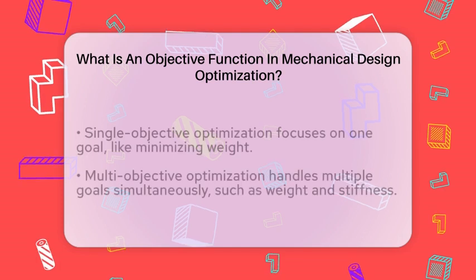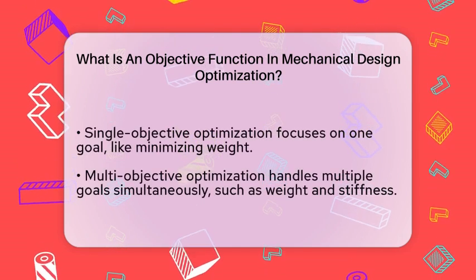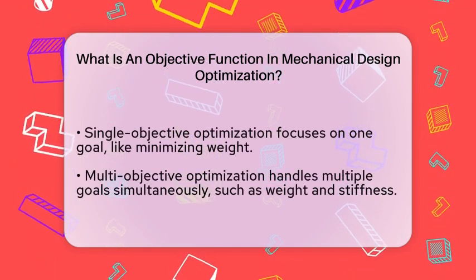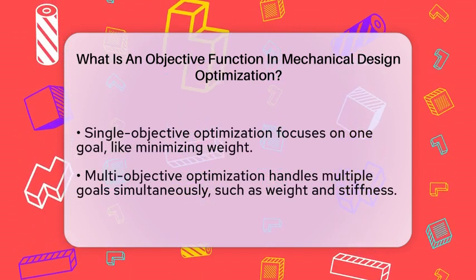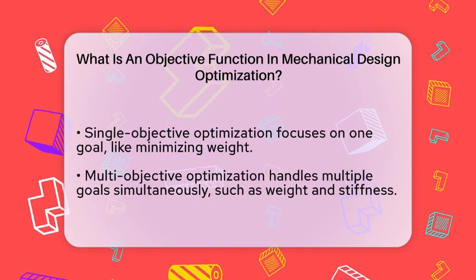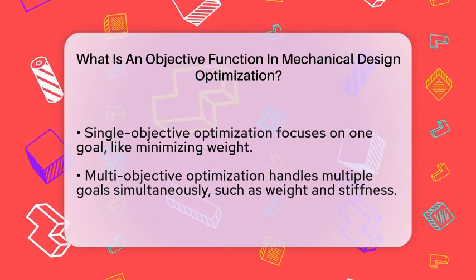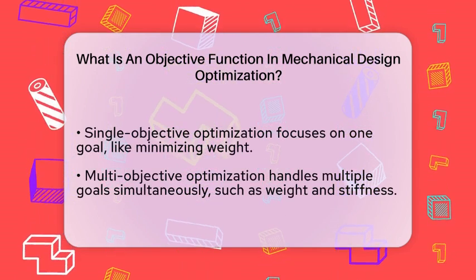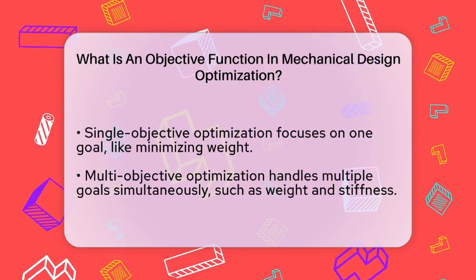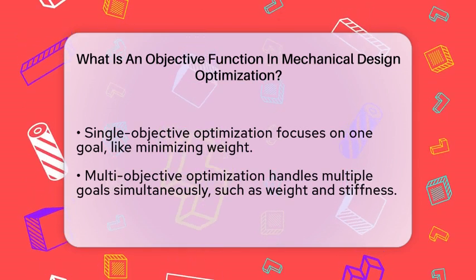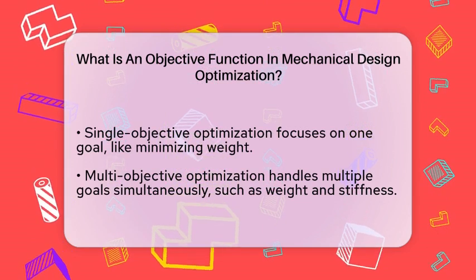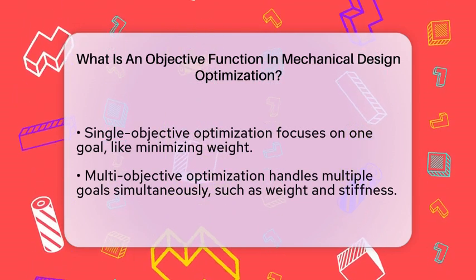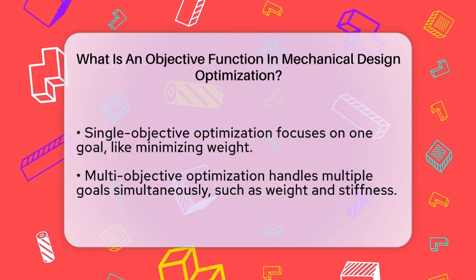There are two main types of optimization. Single objective optimization focuses on just one goal, like making a beam as light as possible while still holding weight. Multi-objective optimization looks at two or more goals at once, like making a bike frame both light and stiff. When multiple goals compete, the process finds a set of best options called the Pareto front. These options show the best trade-offs, so engineers can pick the one that fits their needs best.